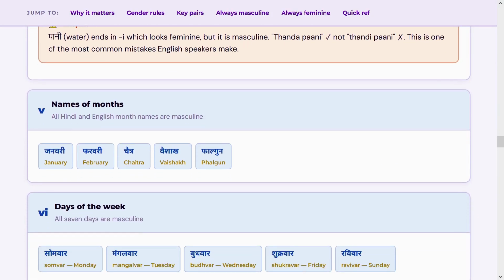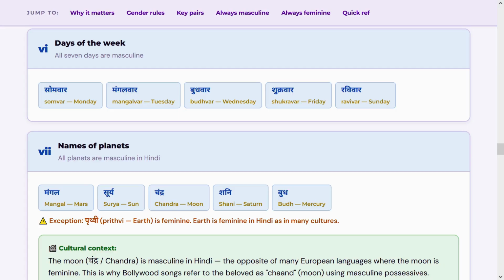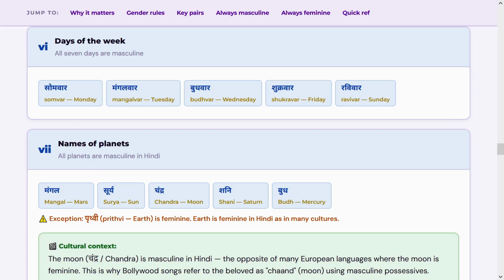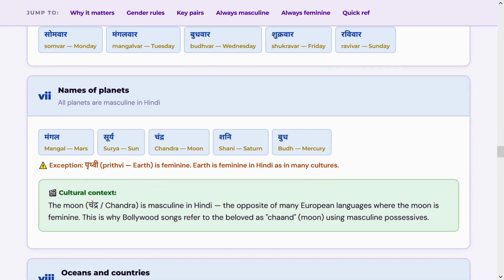All Hindi and English month names are masculine. January, February, Chaitra, Baishakh, Falgun. So the next category which has all words masculine are the days of the week. Like Sombar means Monday, Mangalwar, Tuesday, Budhvar, Shukrawar, Ravivar. Next comes names of planets. All planets are masculine in Hindi. Like Mangal means Mars, Surya, Chandra, Shani, Budh.